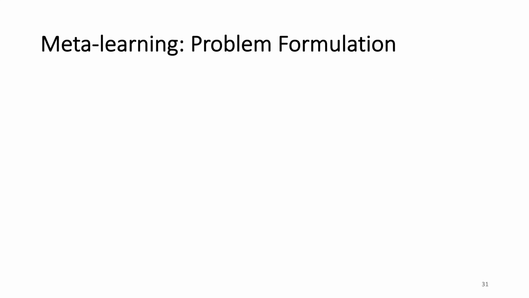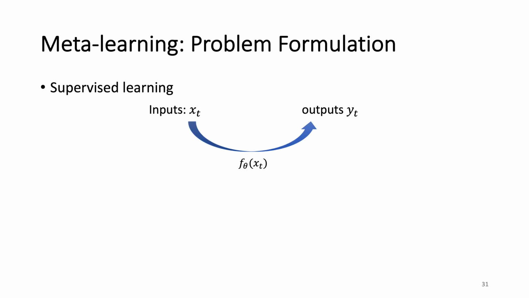Then I will formulate the meta-learning problem. In supervised learning, which I think almost all of us are very familiar with, we have the input x_t for each task, and then we have its output. Thus, we are going to find the mapping function f_theta. Theta is all the learnable parameters of the network, maybe a neural network or different machine learning models. Then we use this mapping function to map the input to its output and make the prediction.